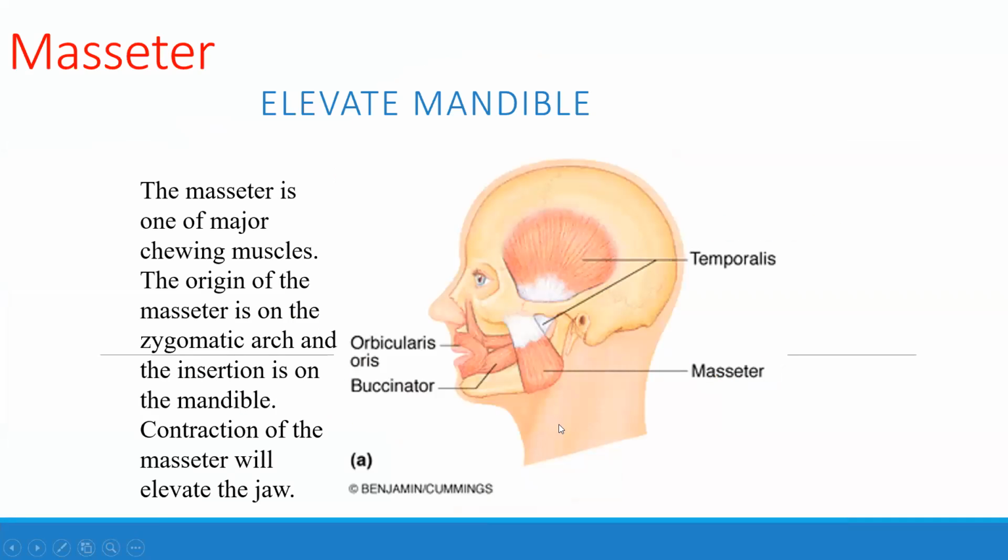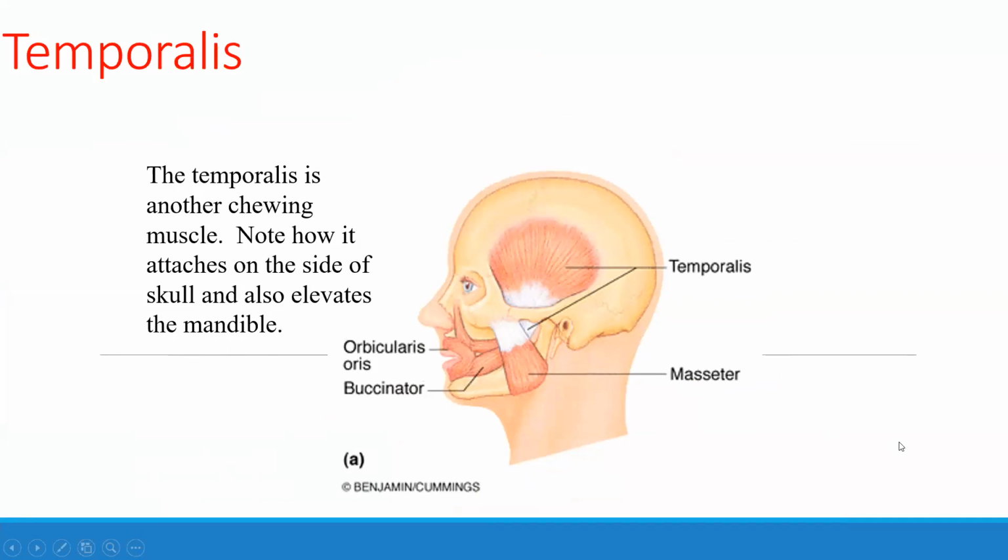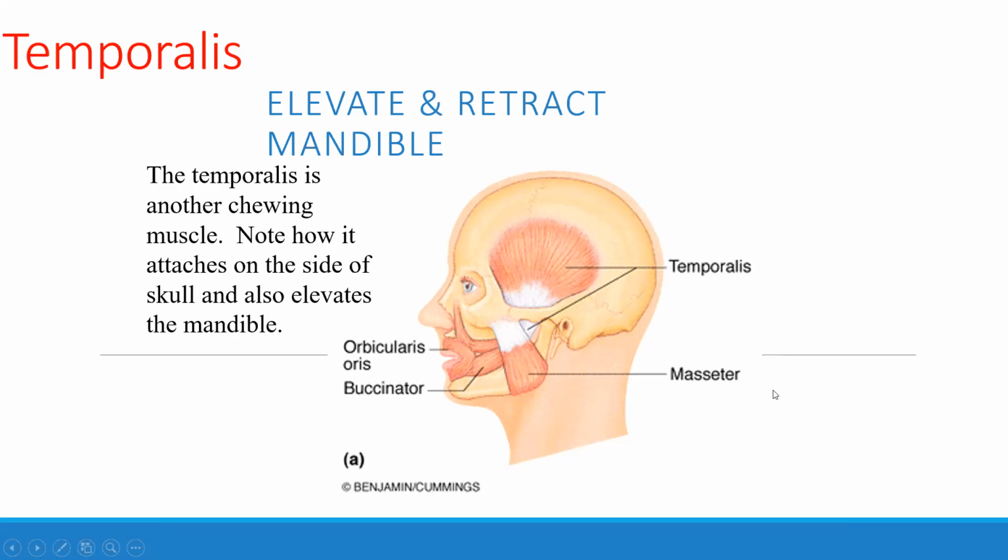So the masseter originates on the zygomatic arch. You can see where it originates here. It inserts on the mandible, and it elevates the mandible so we can chew. The temporalis originates on the temporal bone. It inserts also on the mandible and elevates the mandible.